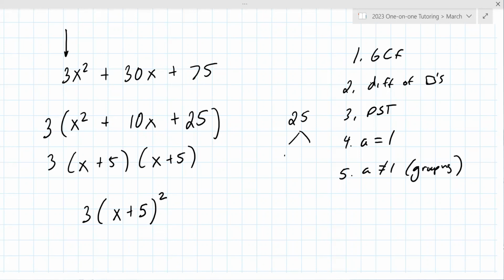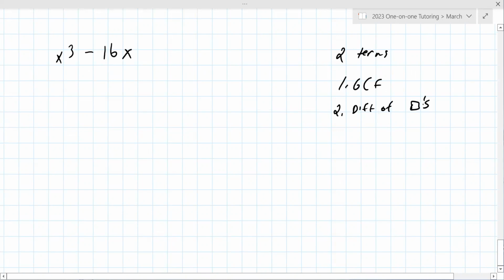All right. It's a short problem. This would be a equals 1. x cubed minus 16x. If there's two terms, there's only two possibilities: GCF or difference of squares. GCF could have more than two terms, but it's only these two. Is there a number or a letter that goes into both of these?